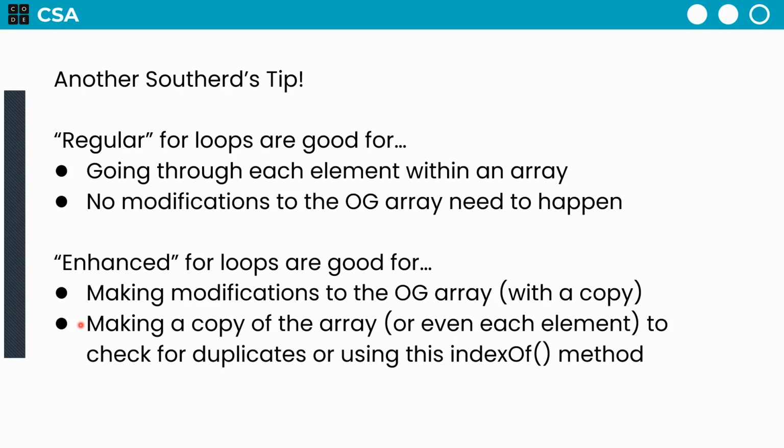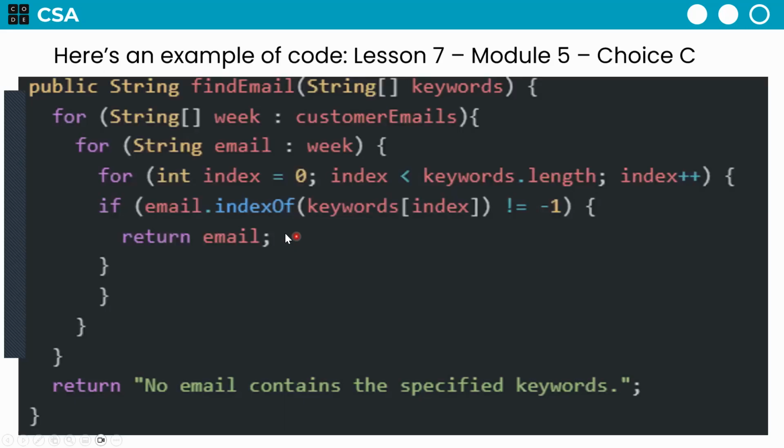And so to make a copy of the array, or in some cases use it as a variable, we can use this to check for duplicates, like we did a long time ago in Unit 3, or using this indexOf method. Now I'm talking a lot about these for loops, so let me show you again what they look like. Okay, so this is just a screenshot of what one of the modules did.